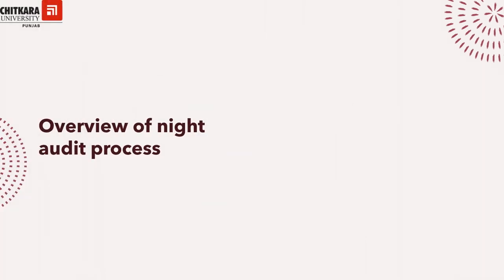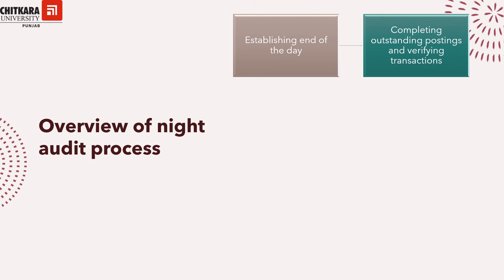Now, to finish the session, let's look at the overview of the night audit process. The first step is to establish the end of the day, that is to close the day and open a new day. It's called the closeout hour. Then the night auditor will complete any outstanding postings, and also he will verify these transactions. And as we just discussed, he should verify against what? Vouchers, because vouchers are the evidence of transactions.